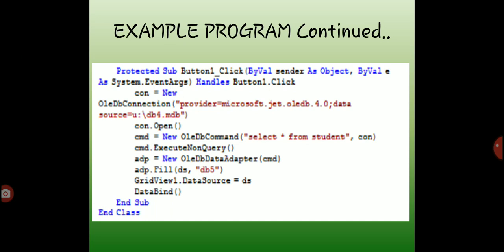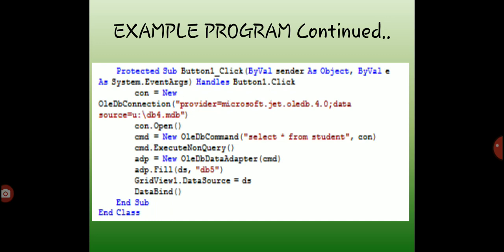For this grid view, we are writing the coding. The same, we give con equals new OLEDB connection and so on. Then con.open. To get it displayed, we'll execute the select query. So cmd equals new OLEDB command of select star from student, comma, con, the connection object. To execute this query, we give execute non-query. What's the object to execute it? CMD, the OLEDB command object. So cmd.ExecuteNonQuery.